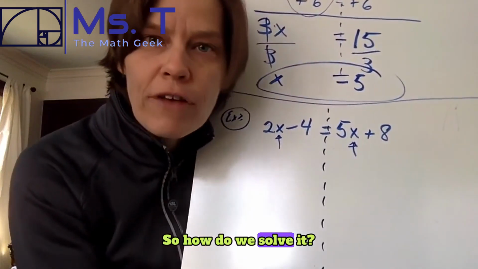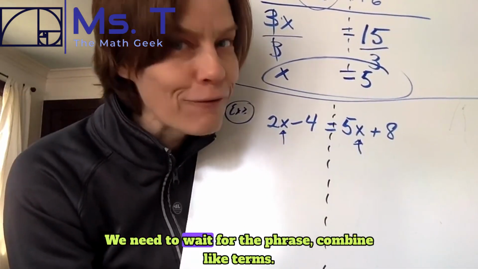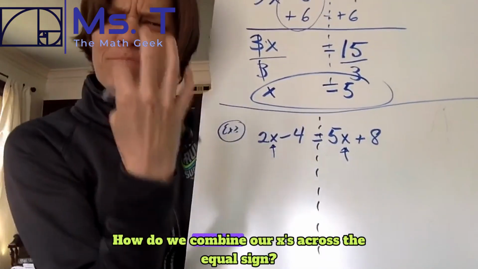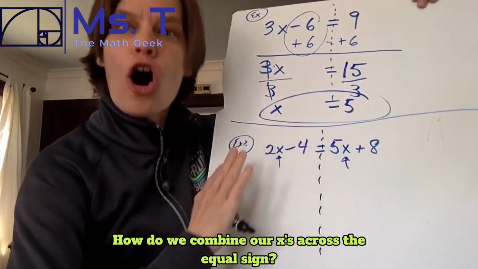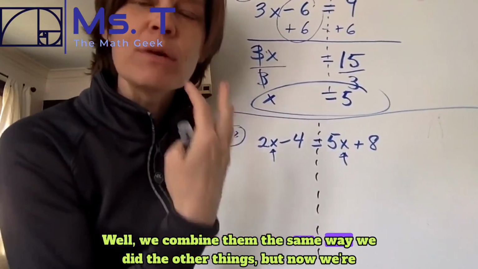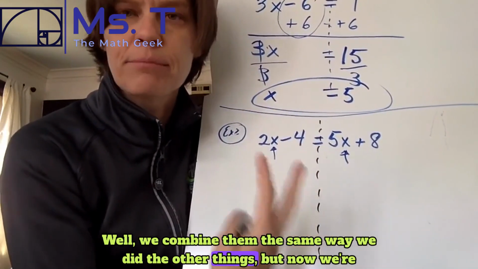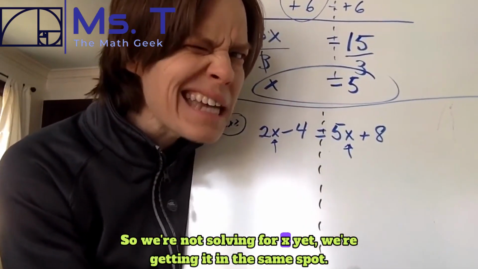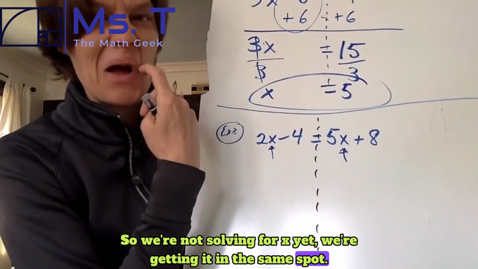So how do we solve it? We need to, wait for the phrase, combine like terms. How do we combine our x's across the equal sign? Well, we combine them the same way we did the other things, but now we're dealing with x. So we're not solving for x yet. We're getting it in the same spot, okay?